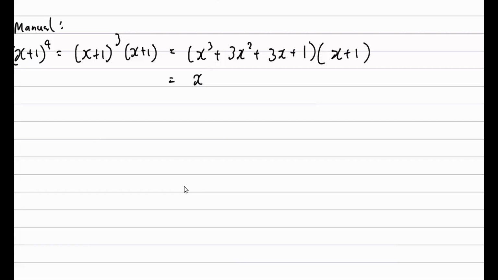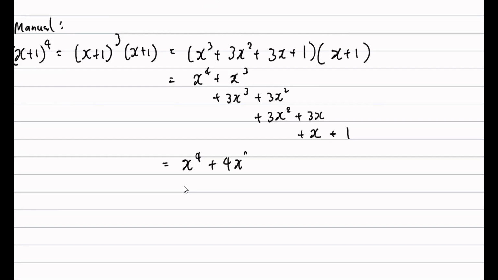x cubed. Maybe I'll just do this guy times x plus 1. So x power 4 plus x cubed. Then 3x squared times x, I get 3x cubed. 3x squared times 1, I get 3x squared. 3x times x, I get 3x squared. Then 3x times 1, I get plus 3x. 1 times x, I get x. 1 times 1, I get a 1. All together, I get x power 4 plus 4x cubed plus 6x squared plus 4x plus 1. Pattern 1, 4, 6, 4, 1.